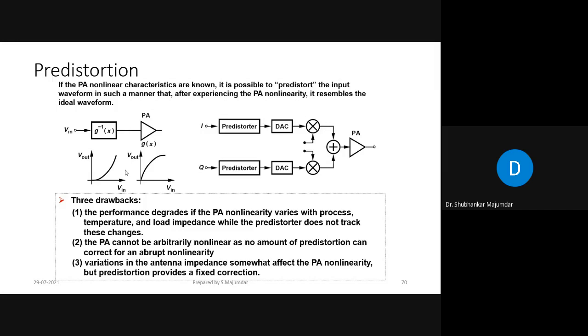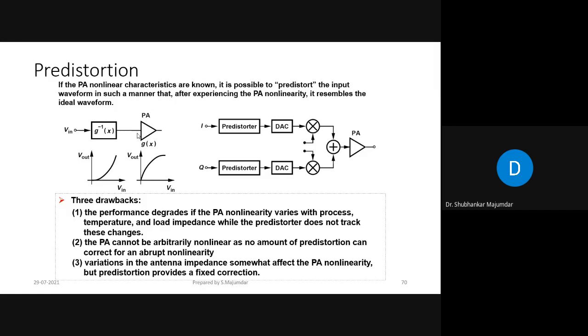Then comes the pre-distortion circuit, meaning we are adding some more circuit with the power amplifier. If the power amplifier non-linear characteristics are known, if we know at which frequency or which power levels the non-linearity comes, then the signal can be pre-distorted and then fed to the power amplifier, and then we get a straight line. If we compare these two waveforms, we get a resultant straight line. This is the basic concept: whatever the transfer characteristic of the power amplifier, we know the same inverse transfer characteristic will be designed, but it has a drawback.